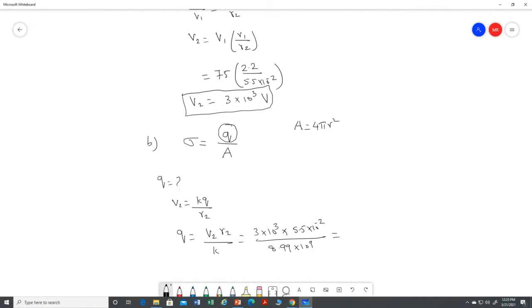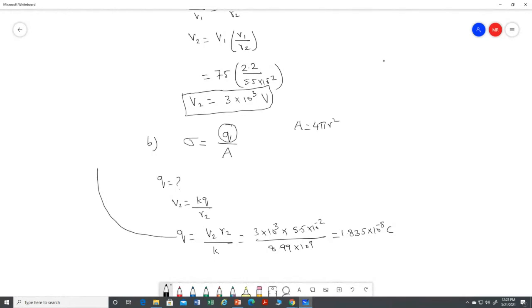3 × 10^3 multiplied by 5.5 × 10^-2 divided by 8.99 × 10^9. So I got 1.835. Am I right? 1.835 × 10^-8, and the unit is coulomb. So now I got the value of Q.